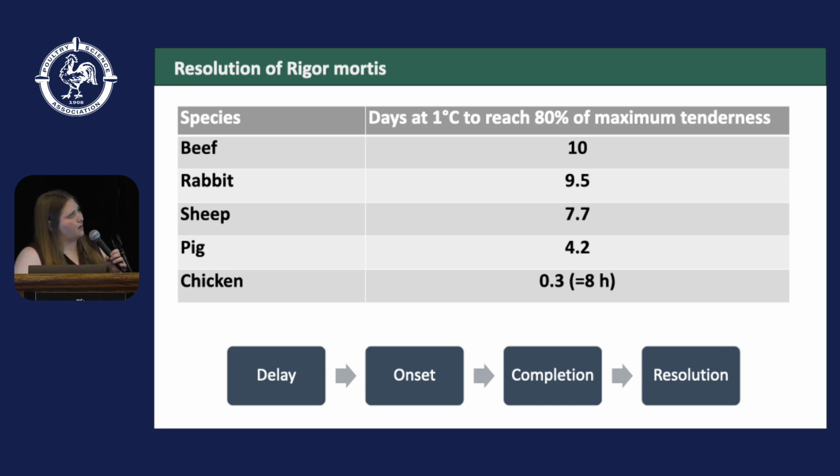And then just briefly talking about resolution, the resolution of rigor is actually a lot faster in poultry than other animals. So this is species, and then you have days to reach 80% maximum tenderness. And you can see down here, chicken is only approximately 8 hours.